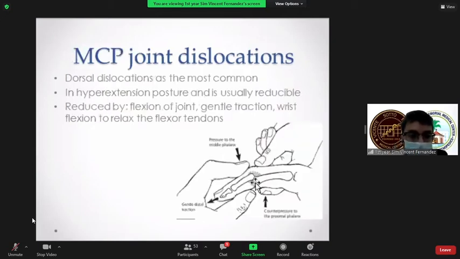For MCP joint dislocation, dorsal dislocation as shown here is the most common, in a hyperextension posture. It's usually reduced by flexion of the joint with gentle traction, and you could also apply partial flexion of your wrist to facilitate the reduction and relax the flexor tendon.